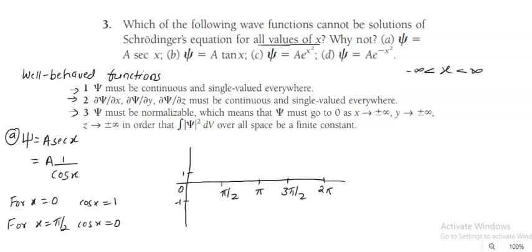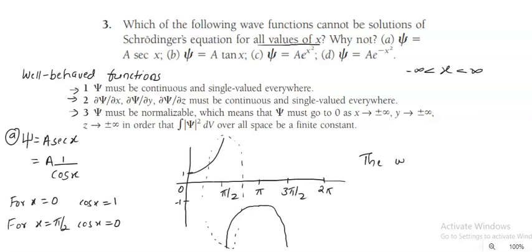Okay, so at pi by 2, sec x tends to infinity, and here at pi, the value of cos pi is minus 1. So sec x will have a negative 1. So it starts from here, and at pi by 2 it goes to infinity. Again at 3 pi by 2, cos 3 pi by 2 is 0, and it again goes to infinity. Okay, so here it clearly shows that in this region the wave function is discontinuous.